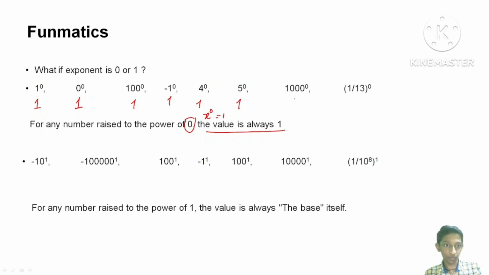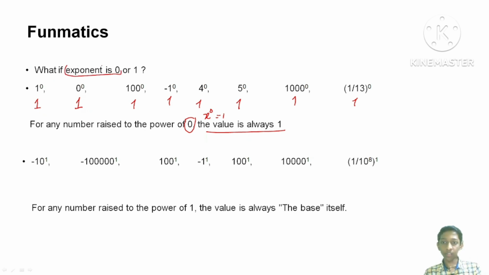1000 raised to the power of 0 is 1. 1 by 13 raised to the power of 0 is again 1. For any number raised to the power of 0, the value is always 1. Now we know the answer for the exponent 0.